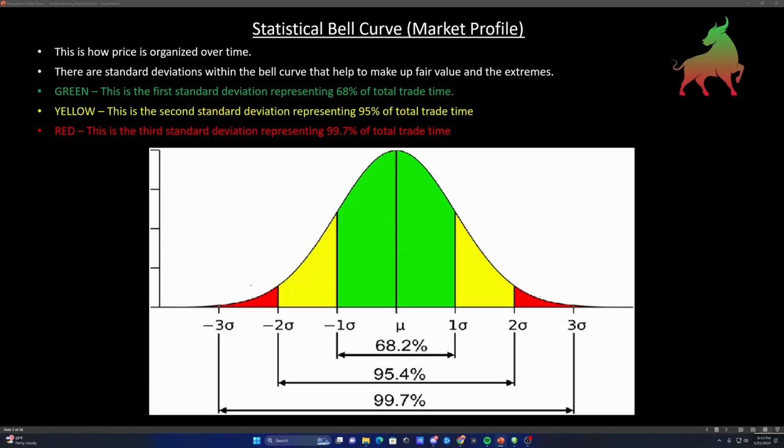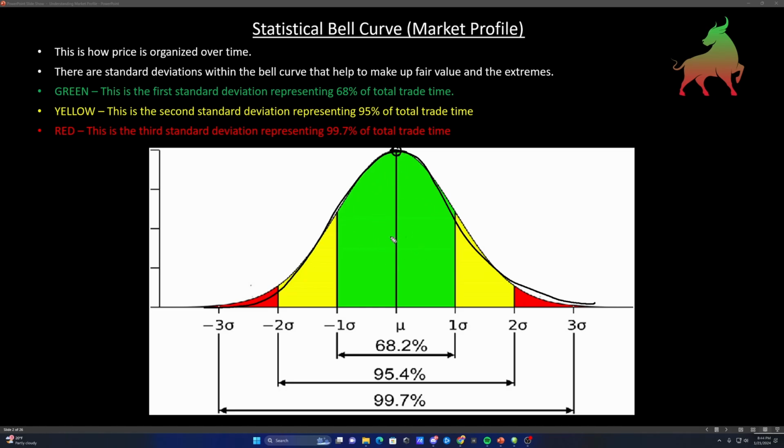We're going to start with the statistical bell curve. This is what a market profile is essentially. If we take a look at this little graphic right here, this will show us how price is organized over time. Imagine that this was flipped on its side, which we will look at in a second. This would give us an idea of where price spent the most time on a given day. Now we can see this is the largest part of the statistical bell curve here, which is called point of control. We will touch on that as well. This is where price spent the most time, okay?